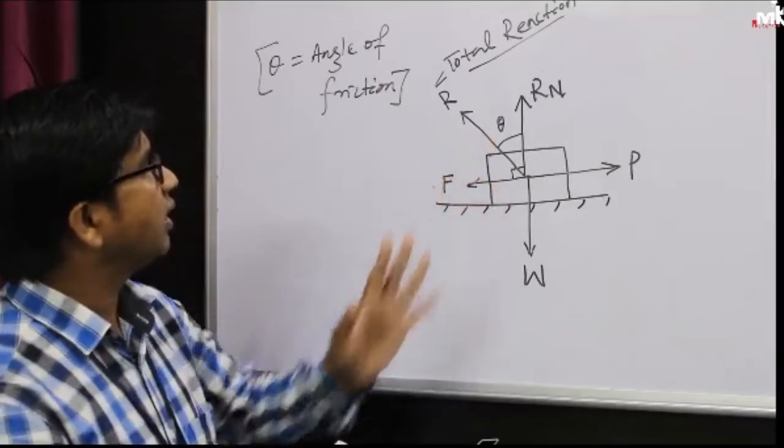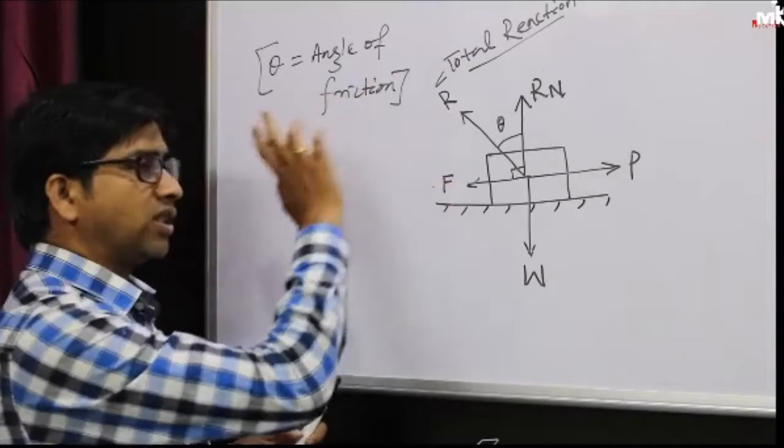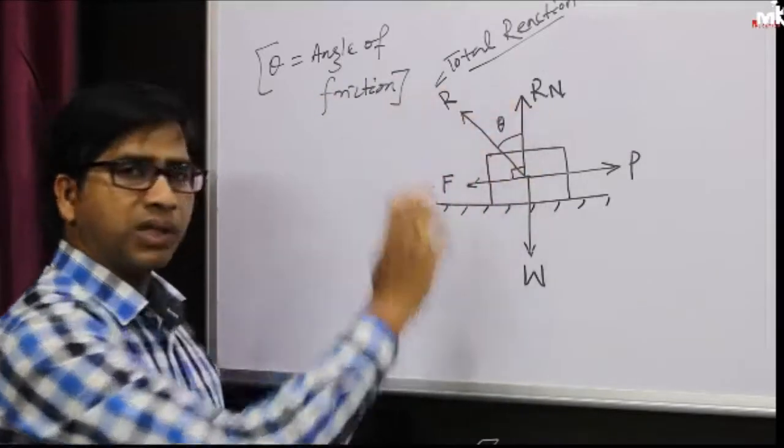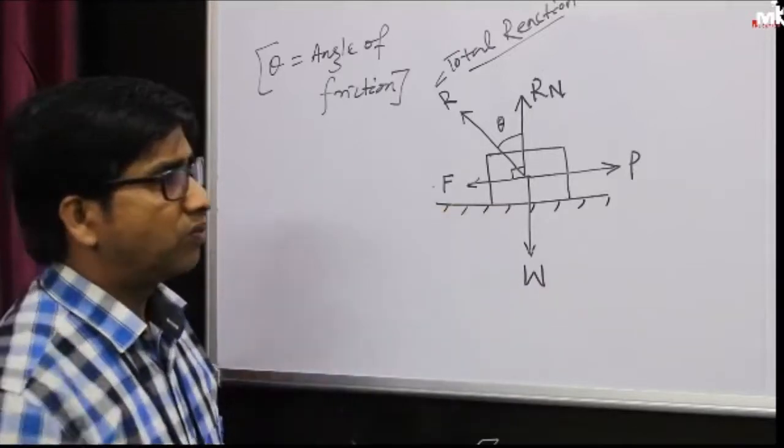Again, the short definition: the angle of friction is the angle made by the resultant of frictional force and normal reaction with the normal reaction. So this is your angle of friction.